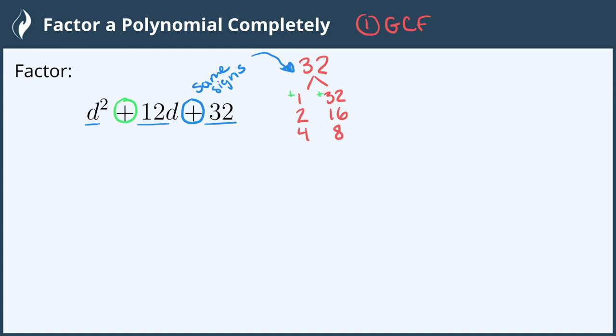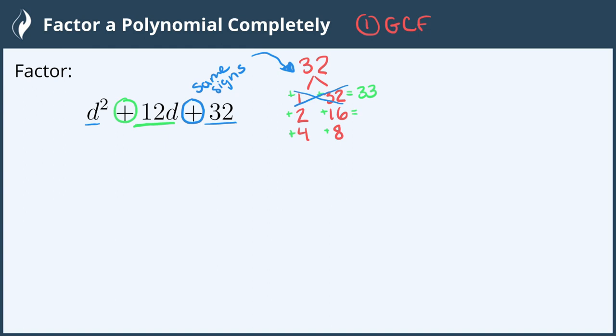So we will have positive 1 and positive 32 that multiply together to give us 32. Positive 2 and positive 16 multiply together to give us positive 32. And positive 4 and positive 8 multiplied together give us 32. And now we're going to find a combination of those that will give us our middle term of 12. If I add positive 1 and positive 32, we get positive 33. So we know that positive 1 and positive 32 are not the factors we're looking for.